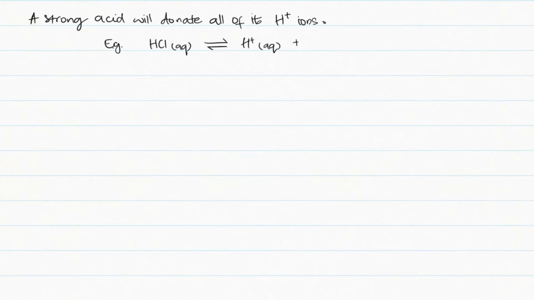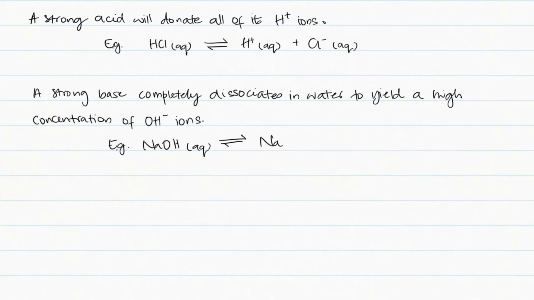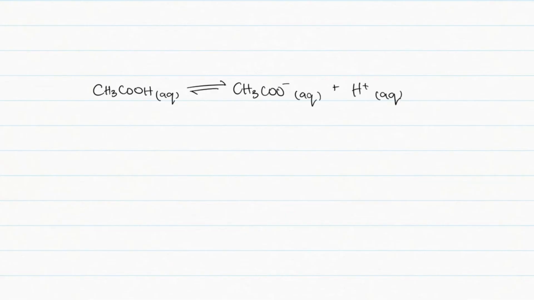A strong acid will donate all of its H+ ions. For example, hydrochloric acid will dissociate to give you H+ ions and Cl- ions, while a strong base completely dissociates in water to yield a high concentration of hydroxide ions. Those are your OH- ions, by the way. For example, sodium hydroxide. That will dissociate to give you sodium ions and of course OH- ions. The equation is as follows. Ethanoic acid, which is CH3COOH, will dissociate to give you the ethanoate ion, which is CH3COO-, and H+ ions.